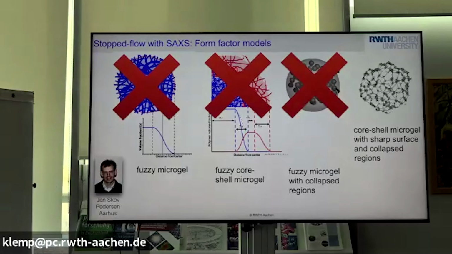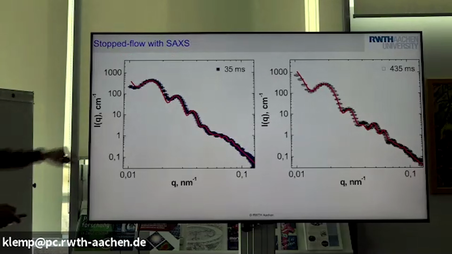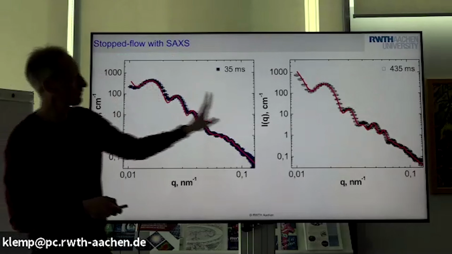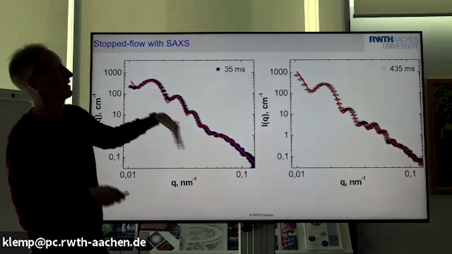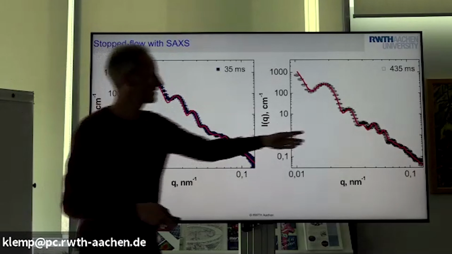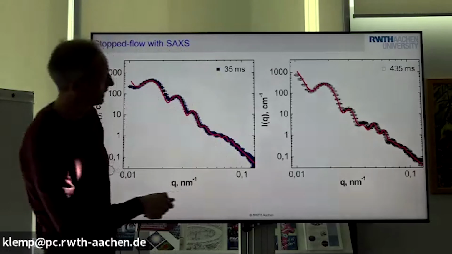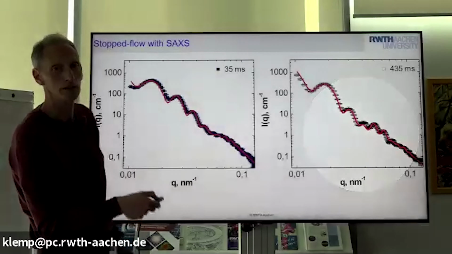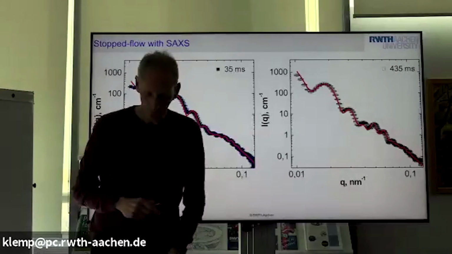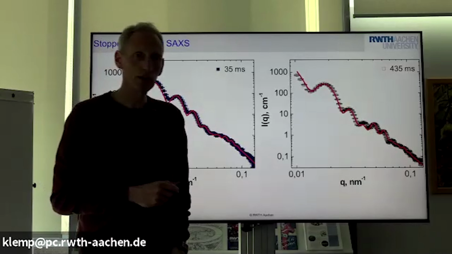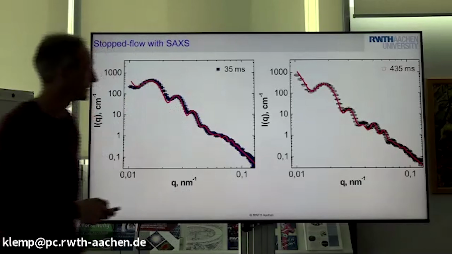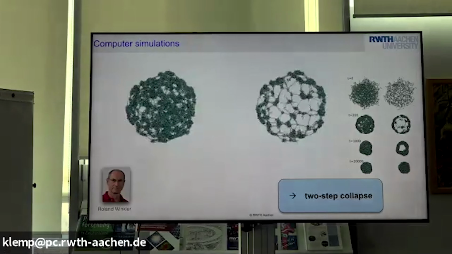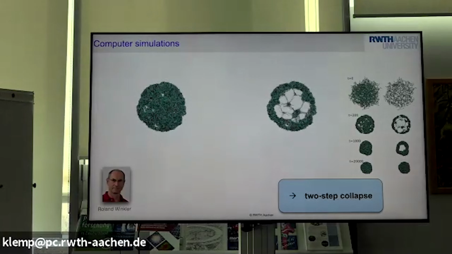Now, just to convince you that this model is not too bad, this is the fit of the scattering curves at 2 different times, and it really reproduces all these features that we have, especially when we look at this here, where we go for higher Q, where we have this many minima and maxima. So the model really describes the data. But the solution came only from computer simulations. And this is the computer simulation, again, from Roland Winkler's group.